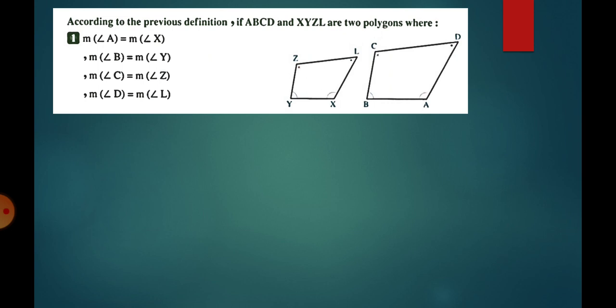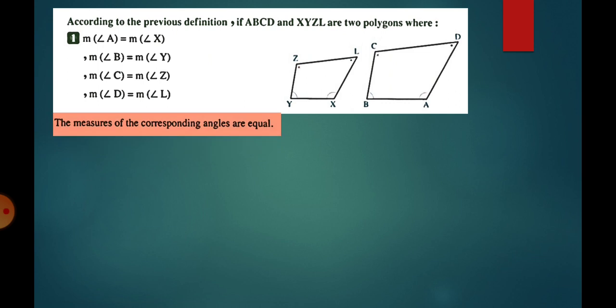For example, if we have two polygons, A, B, C, D, and another polygon X, Y, Z, L, and the measure of angle A equals the measure of angle X, angle B equals angle Y, angle C equals angle Z, and angle D equals angle L. Here are the corresponding angles: the first angle A equals the first angle X, the second angle B equals the second angle Y, the third angle C equals the third angle Z, and the fourth angle D equals the fourth angle L. This means the corresponding angles are equal in measure.